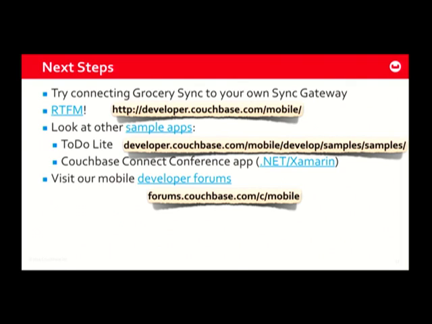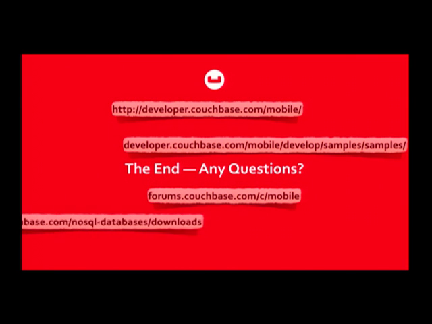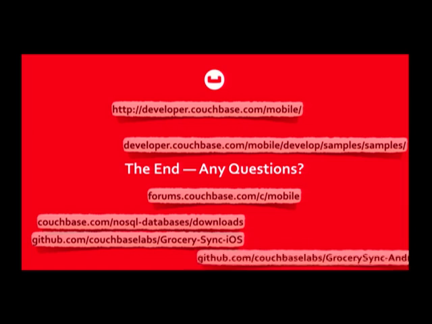We have developer forums online where you can ask questions about Couchbase Mobile. That's the URL for that. Or, of course, you can ask about non-mobile stuff in the other forums on that server as well. That's the end. And I'm going to leave the URLs up. So those are the ones from the beginning about how to download Couchbase Lite and the Grocery Sync app, if you wanted to scribble those down. But I think, actually, this might be exactly the end.